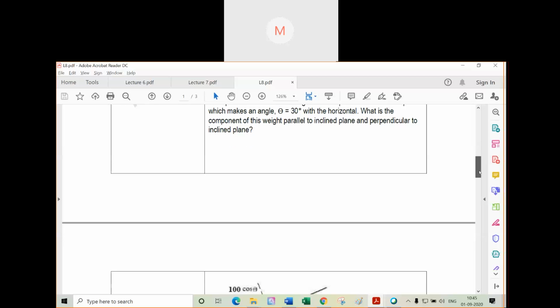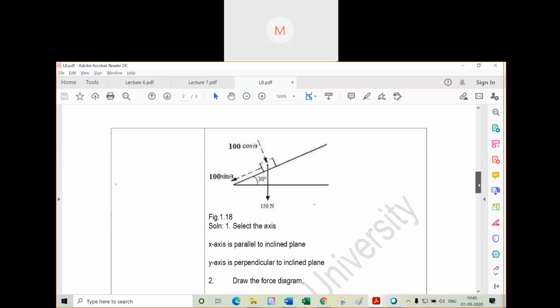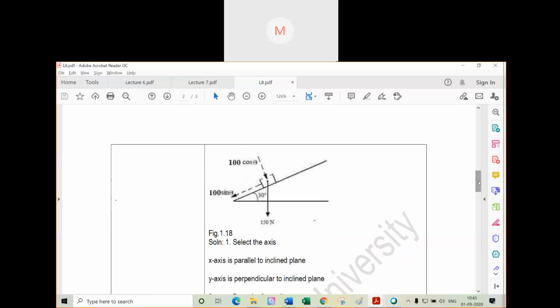So what is the component of the weight parallel to the inclined plane and perpendicular to the inclined plane? You just need to find out the component of weight parallel to it and perpendicular to it. So how will you find out? Look. These are the steps that you will be following. The x-axis is parallel to the inclined plane and the y-axis is perpendicular.